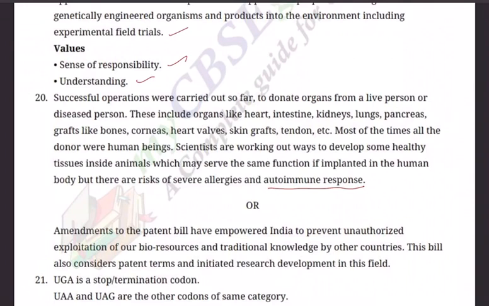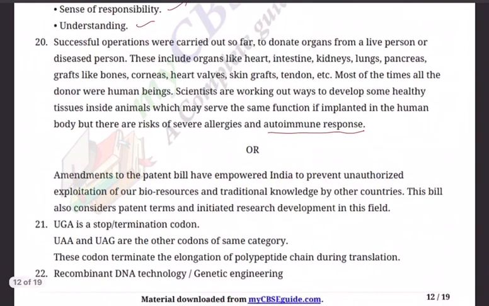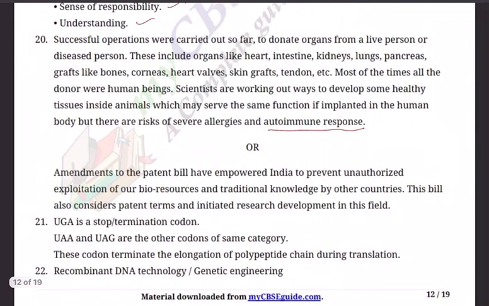Why has the Indian Parliament cleared the second amendment of the country's patent bill? Answer: The amendment to the patent bill has empowered India to prevent unauthorized exploitation of our bioresources and traditional knowledge by other countries. This bill also considers patent terms and initiates research and development in the field. Mainly, the Indian Parliament has passed this to prevent misuse of the patent bill by other countries.